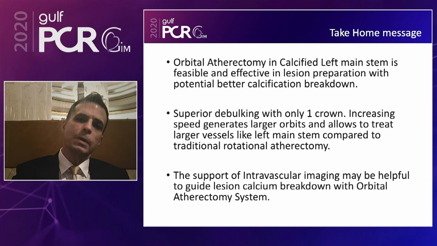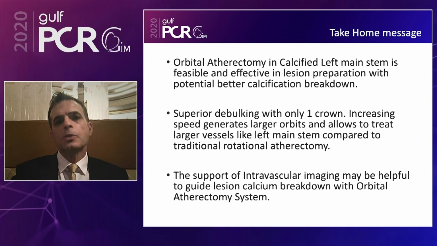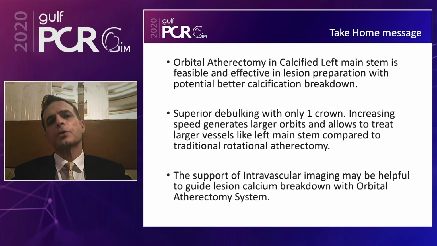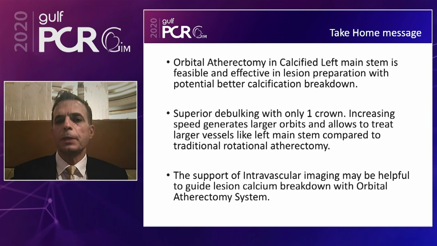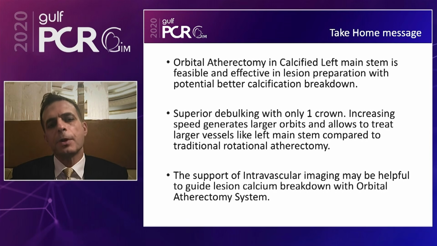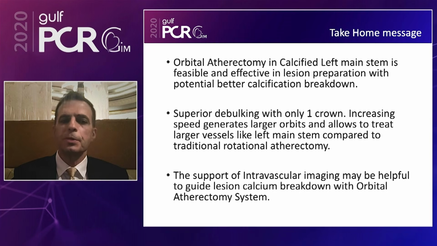I'll just conclude here for you all, and I'm hoping there are some questions at this point. The take-home message, I think, for everybody: orbital atherectomy in calcified left main stem is feasible and effective in lesion preparation, with potentially better calcification breakdown. Indeed, it's a superior debulking with only one crown. Increasing speed generates larger orbits and allows treatment of larger vessels like the left main stem compared to traditional rotational atherectomy.